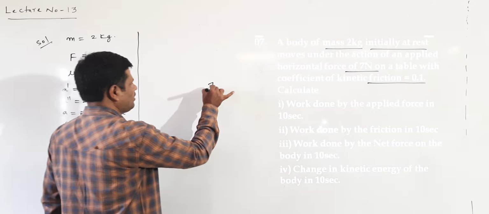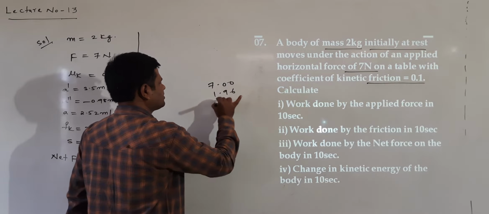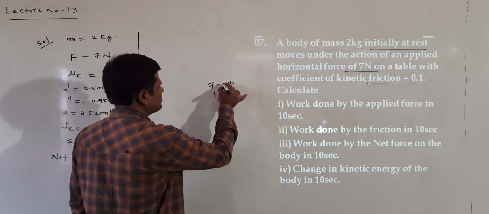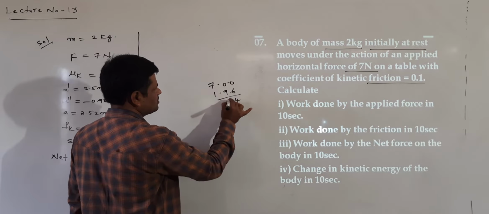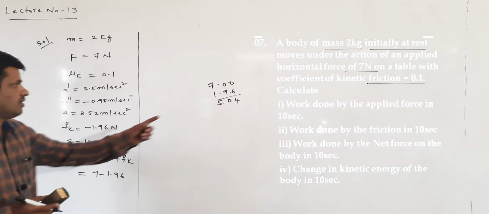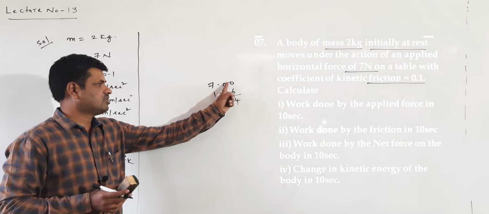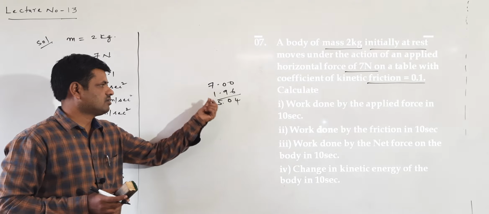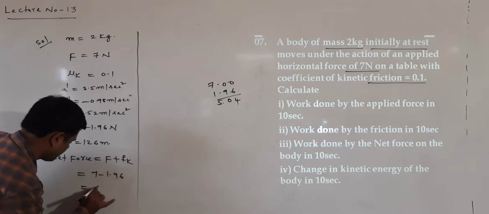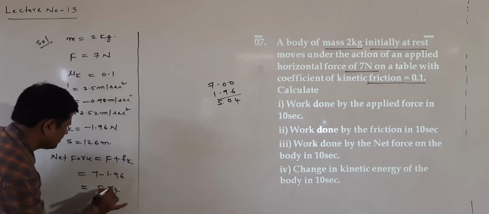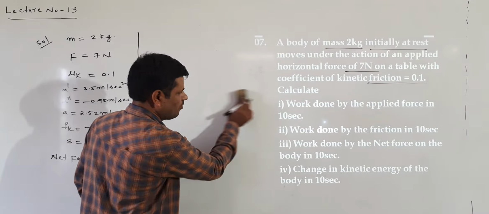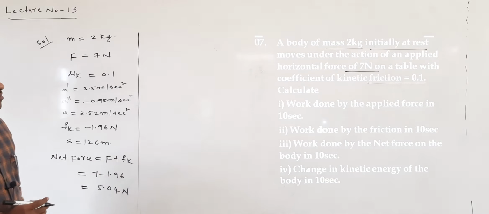7.00 minus 1.96, we are getting 4 first. Now the remaining is 0, and then 5.04 we are getting. 10 minus 6 is equal to 4, 9 minus 9 equal to 0, 6 minus 1 equal to 5. So 5.04 we are getting. This is 5.04 newtons, the net force.